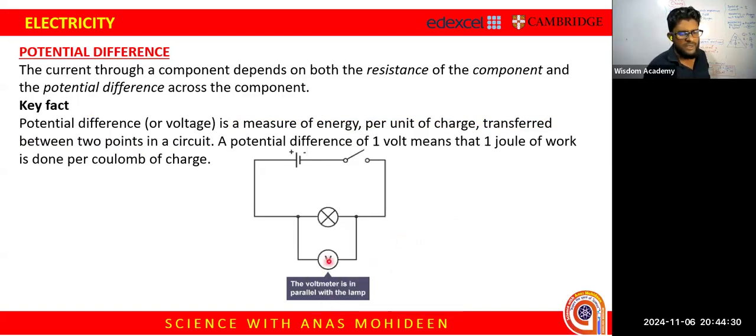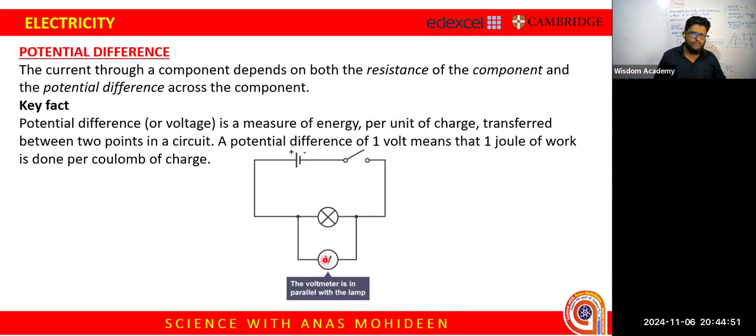Okay. And can you see here the voltmeter? So how do we connect the voltmeter? Now the voltmeter is equipment, like the ammeter here. The voltmeter is what we use to measure the voltage, or potential difference. So what is this potential difference? That is the difference between their energies. Between 2 points, it is measuring the energy transfer.